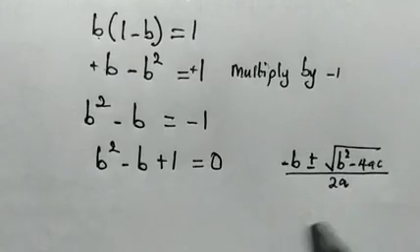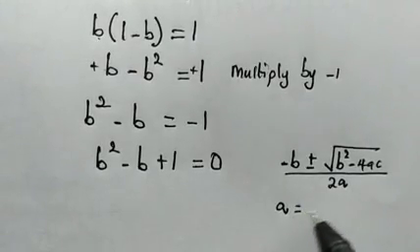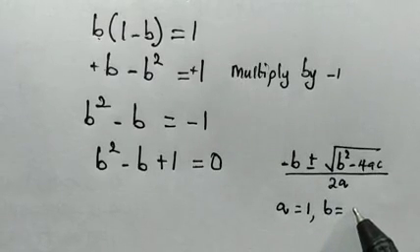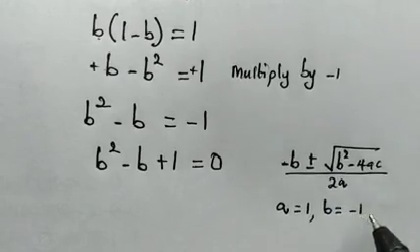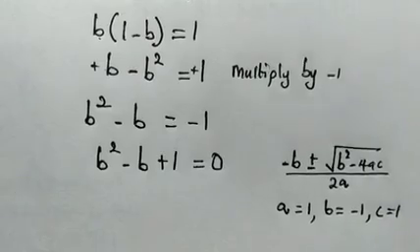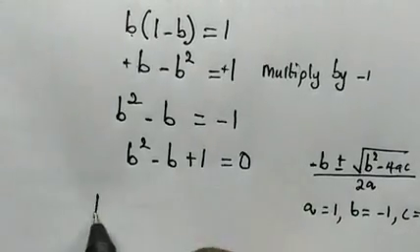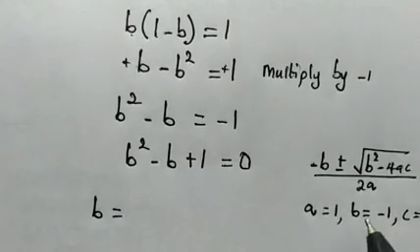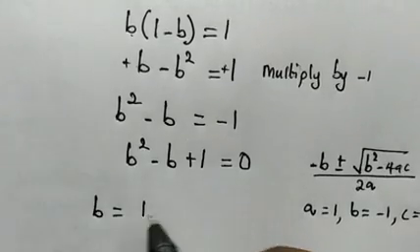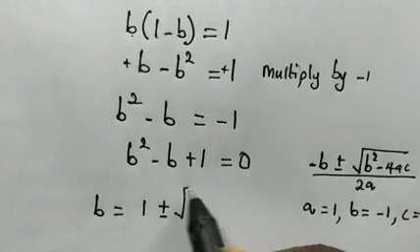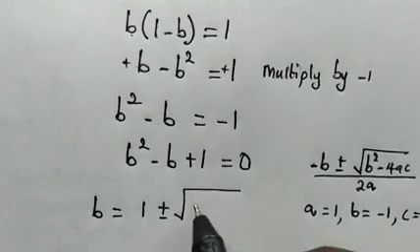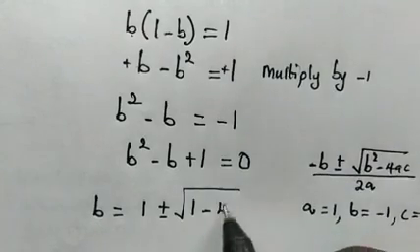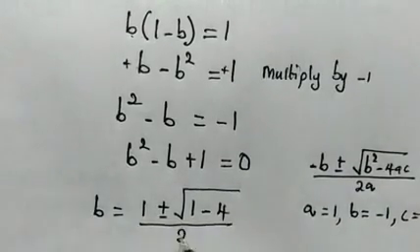You can see in this equation, our a here is the coefficient of the leading term, which is 1. b is the coefficient of the b there, which is negative 1, and the constant c is 1. So using this, we get b will be equal to negative b, which will become positive 1 because b is already negative. So we get 1 plus or minus the square root of b squared, which will be negative 1 squared, which is 1, minus 4ac, 4 times 1 times 1, which is 4, then divided by 2.